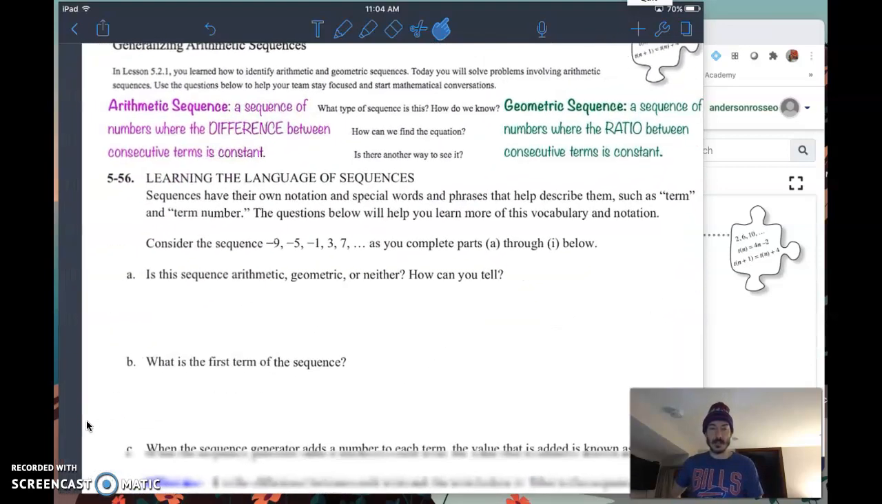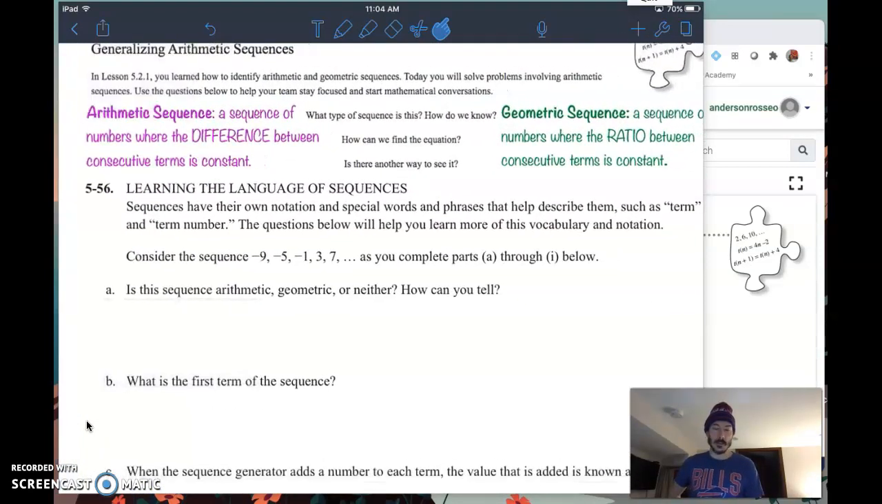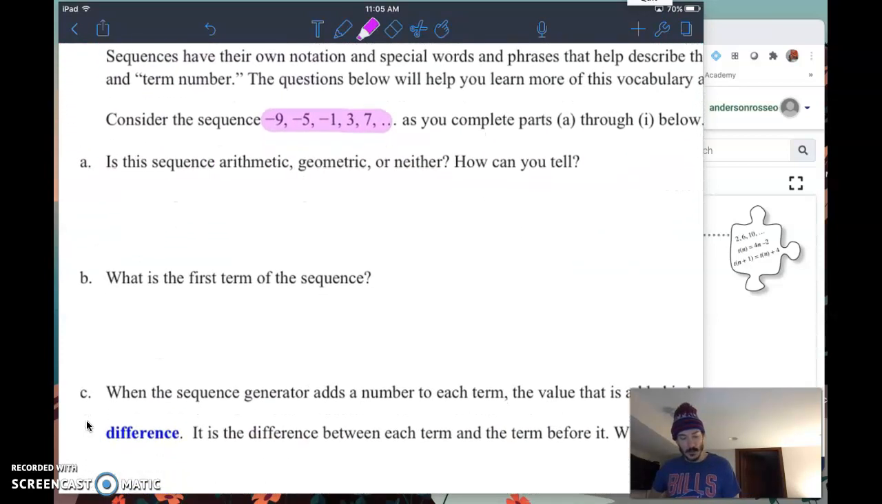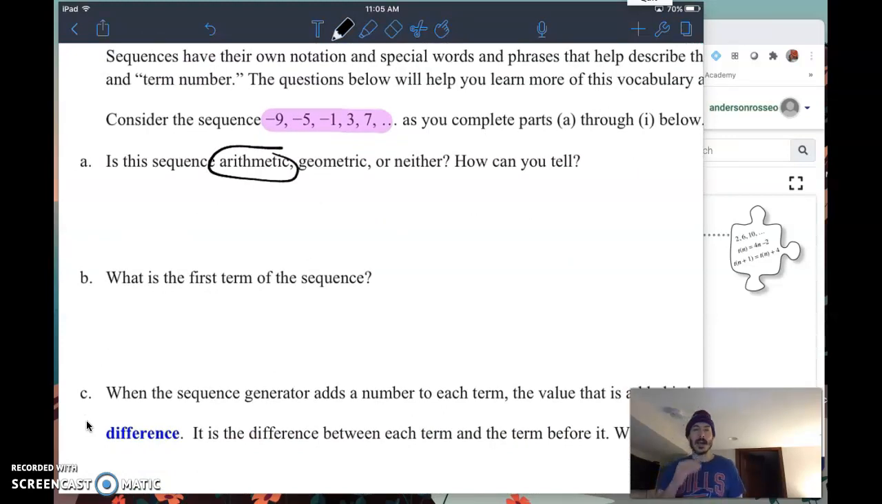And we've got a sequence here that's really going to help us nail down some of this stuff, as well as some of the mathematical shorthand, so to speak. And the sequence is right here, and it is -9, -5, -1, 3, and 7. We're going to talk through and walk through some of these things. The first thing they ask me, though, is it arithmetic or geometric? Well, I've got to go ahead and circle arithmetic here, because I notice that to go from -9 to -5, and -5 to -1, and -1 to 3, and 3 to 7, I'm adding 4 every single time.